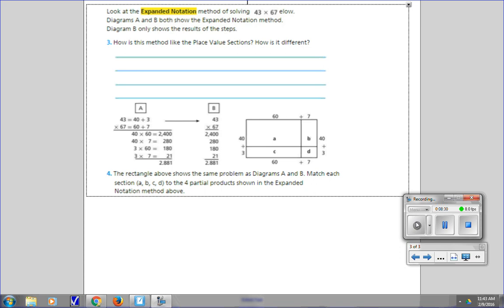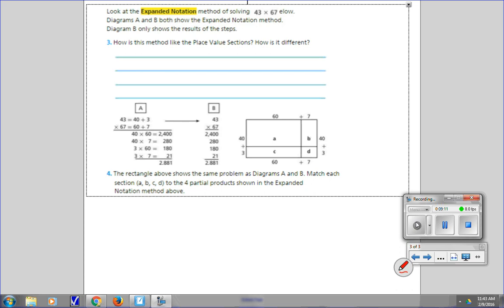Expanded notation is the next method, and this is like place value sections, only without all of the square business. Okay? So you're still pulling apart your numbers. So for example, 43 times 67, you're still pulling that apart. 40 plus 3, 60 plus 7. Because we know that it's a heck of a lot easier to multiply with zeros, yes? We can do that pretty quick because we know our multiplication facts. So now you're going to do exactly the same thing, only you're just putting the place values here.